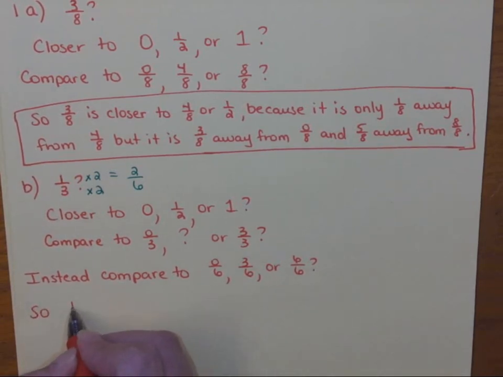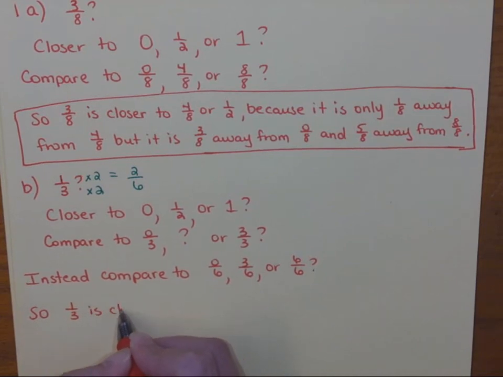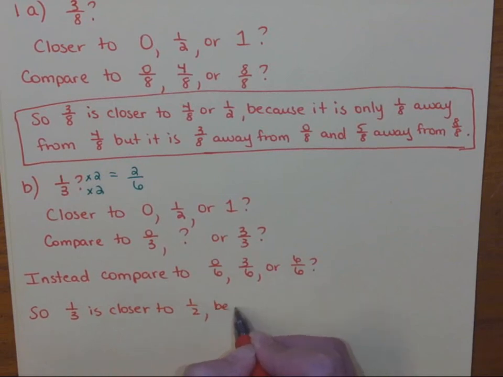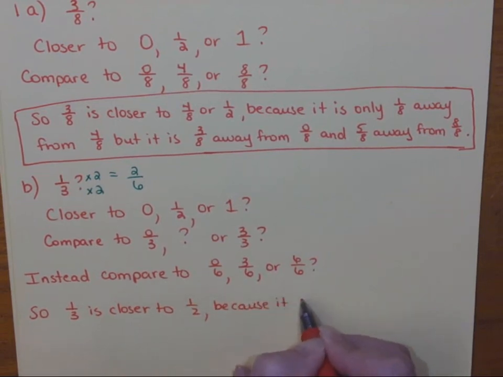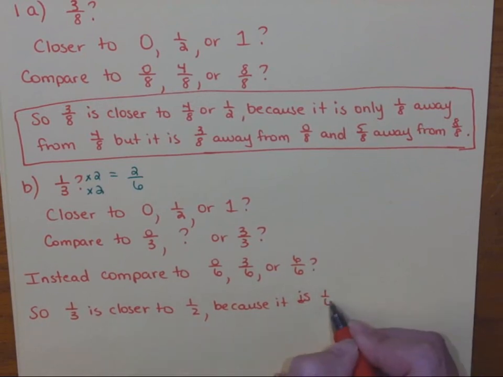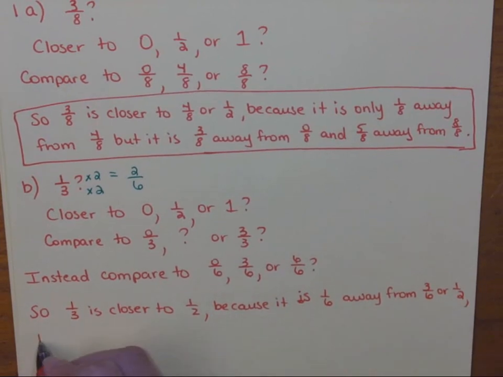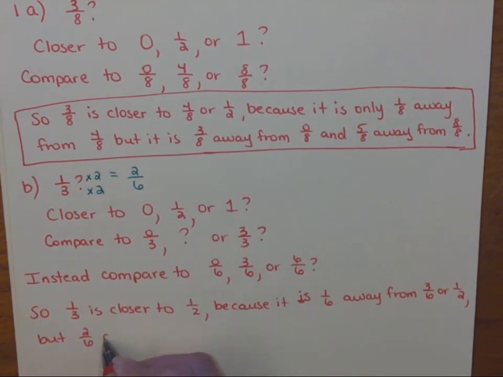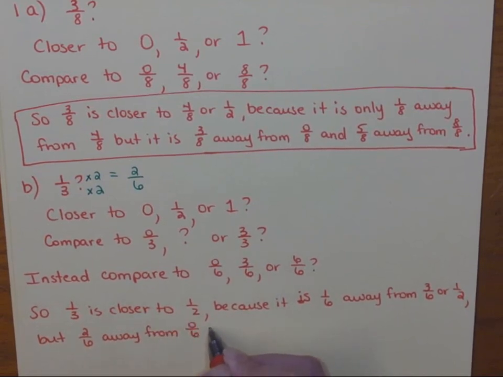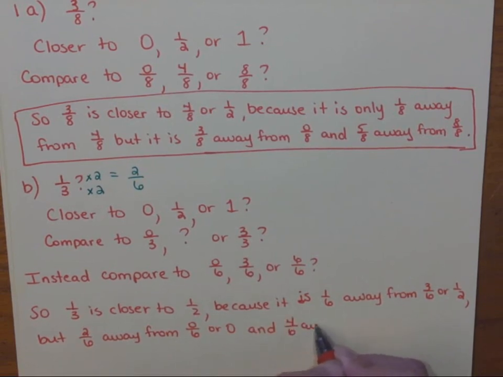So in the end, this is your explanation. You're going to say 1/3 is closer to 1/2 because it is 1/6 away from 3/6 or a half, but it is 2/6 away from 0. So we'll say 0/6 or 0. And then it is a full 4/6 away from 1.